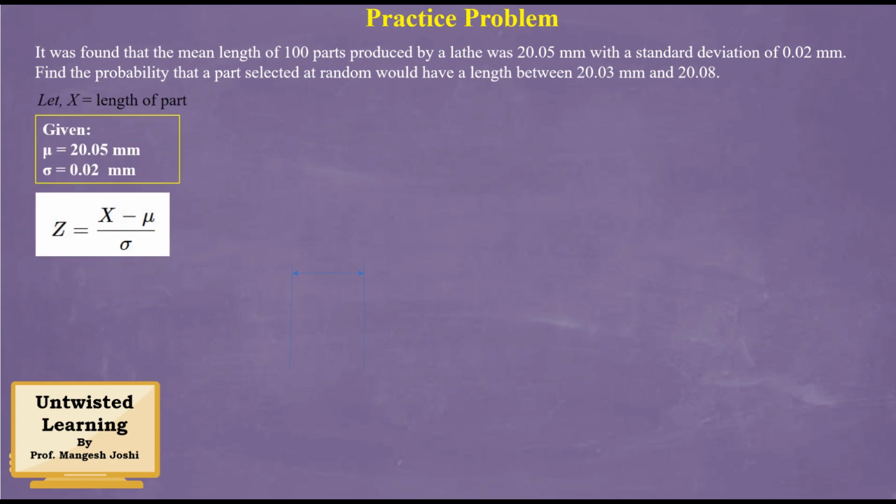That x is equal to the length of the part, mu is given as 20.05 and sigma is given as 0.02, and you have to find the probability that a part selected at random would have a length between these limits. So you have to find P of 20.03 less than x less than 20.08. So this probability you have to find out.